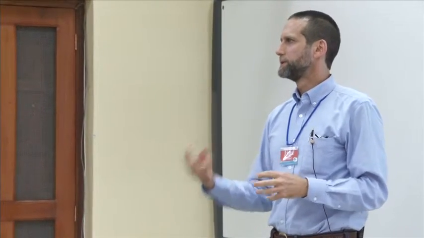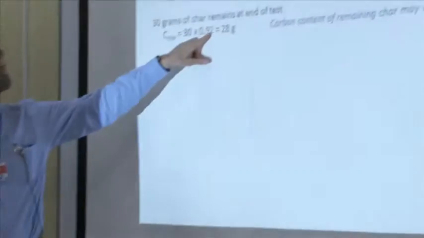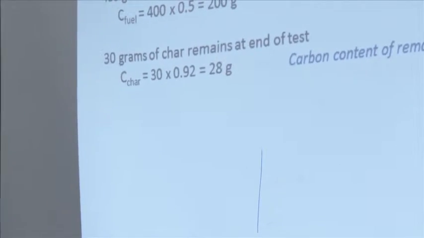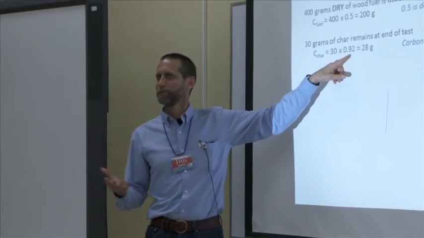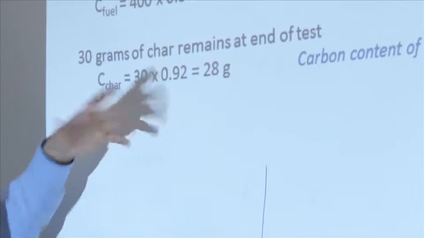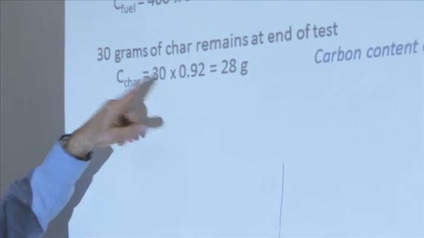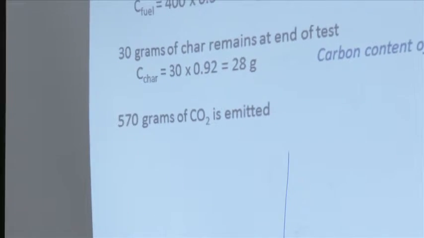Okay, at the end of the test, you have 30 grams of char that's remaining. We've done the fuel analysis on the remaining char for rocket stoves, and we found that the char that rocket stoves produce is usually about 92% carbon, okay? So there is some uncertainty with this number, because the carbon content might be different for different stoves. So you don't really know this number unless you do a fuel analysis. But 92% is from fuel analysis here, so that means 30 grams of char has 28 grams of carbon in it.